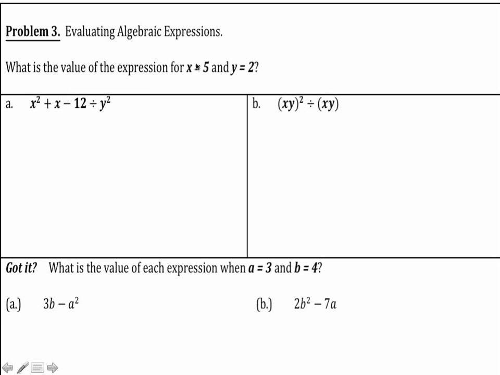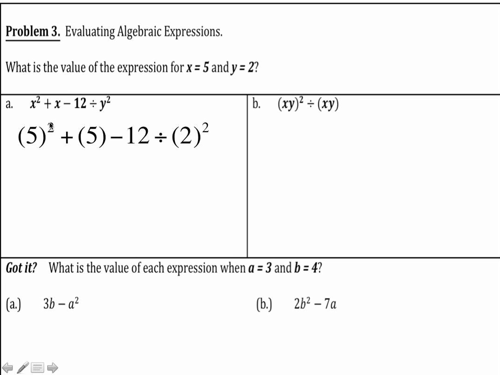So everywhere in the problem I see an x, I'm going to put a 5. And everywhere I see a y, I'm going to put a 2. So if I just substitute them into A, I'd wind up like that: 5 squared plus 5 minus 12. The 12 didn't change, that's a constant. Y was 2, so I just put the 2 in.